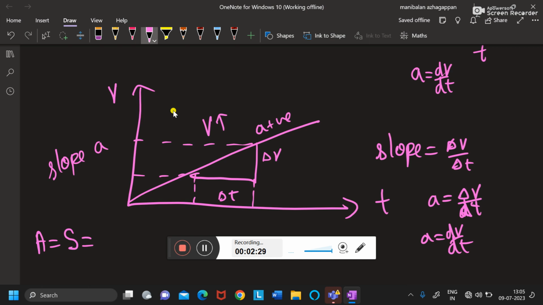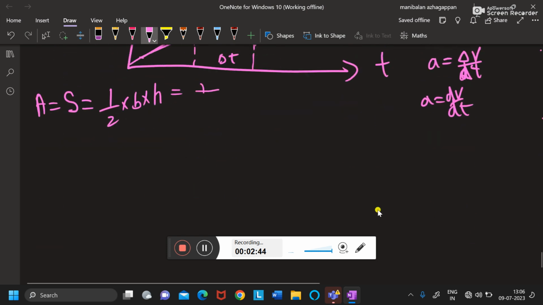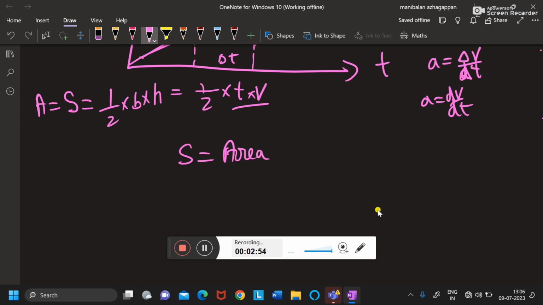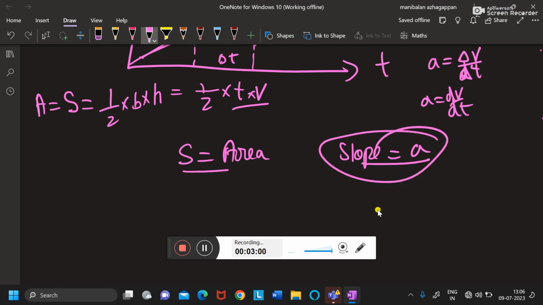Okay, how to take area? Below this line only you have to take it. Half into base into height. So base is the time period, height is the velocity. Velocity into time period, what can I get? Displacement. So if you want displacement, take the area; if you take the slope, you will get acceleration. Okay, slope will give acceleration, area will give displacement.